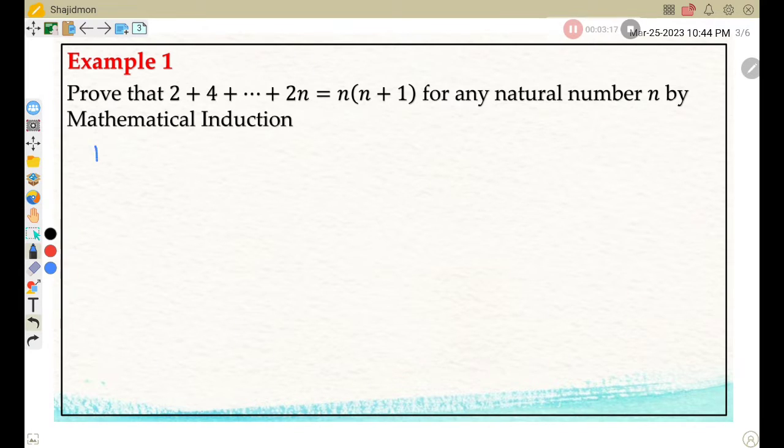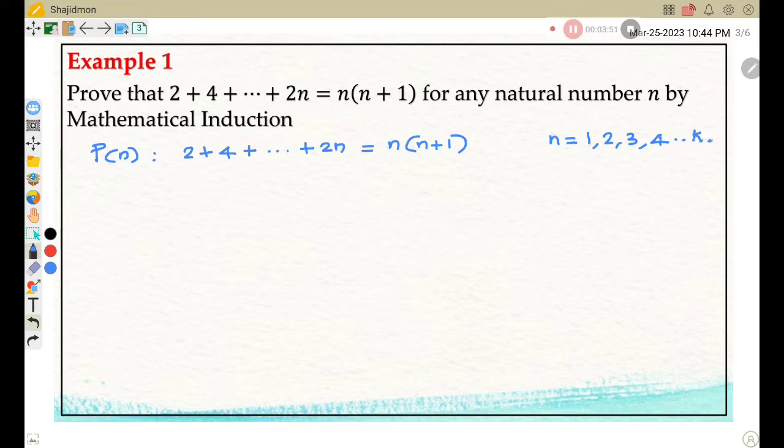What is the statement P of n here? P of n means whatever statement or theorem is given in the question. Here P of n is: 2 plus 4 plus 6 plus up to 2n equals n into n plus 1, for any natural number. Natural numbers means the counting numbers 1, 2, 3, 4, 5 like this. So n equal to 1, 2, 3, 4 up to k plus 1 like that, it is going.